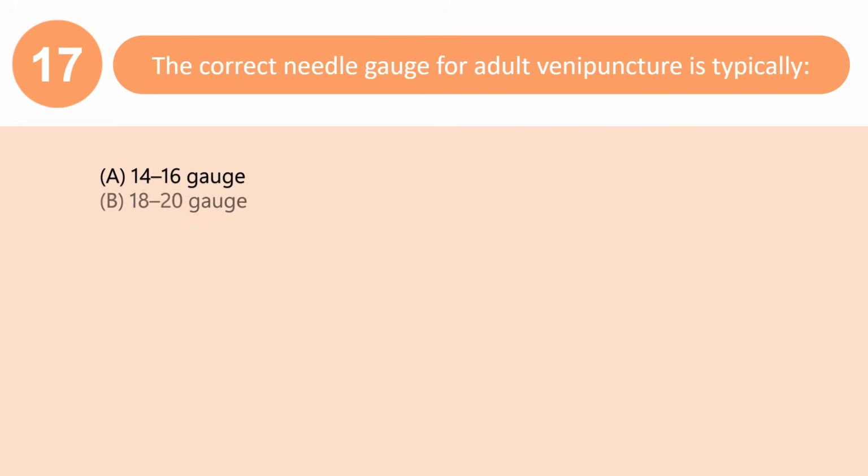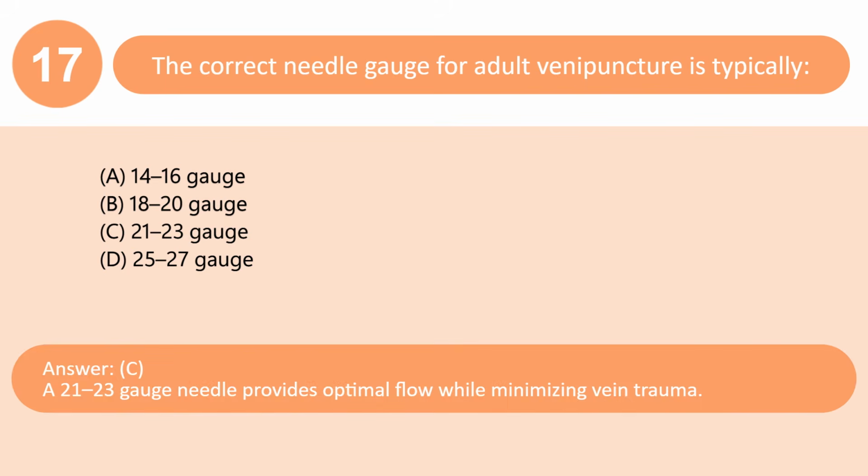The correct needle gauge for adult venipuncture is typically A. 14 to 16 gauge. B. 18 to 20 gauge. C. 21 to 23 gauge. D. 25 to 27 gauge. Answer: C. A 21 to 23 gauge needle provides optimal flow while minimizing vein trauma.